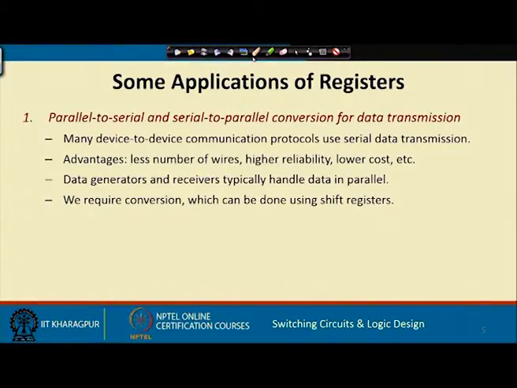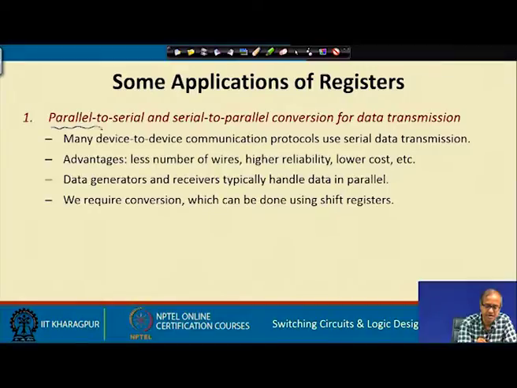Now, let us look at some of the typical applications of registers. We have seen the different kinds of registers. Registers are used almost everywhere in digital system design. In any sufficiently complex digital system, you will find one or more registers inside the system. Let us take a couple of broad examples. The first example that we take is that of parallel to serial and serial to parallel conversion. This is used for data transmission.